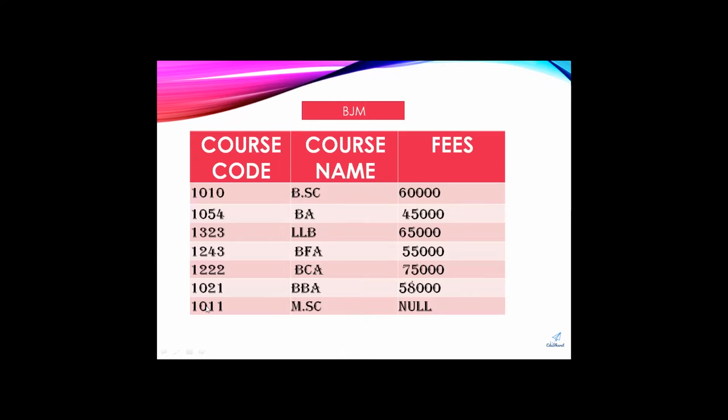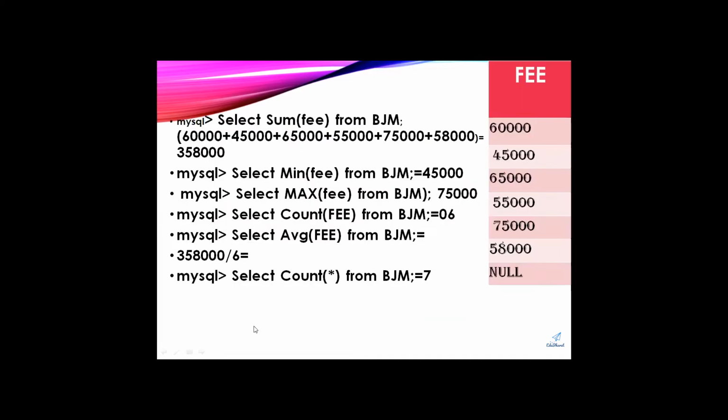So this is the course code I have given, and one value I have inserted is null. Maybe the structure is not clear, so that's why a null value, that is an unidentified value. This is the fee column I have taken because we apply all the functions on this. This is the MySQL prompt: select sum(fee) from BGM. These are the commands I have to write.